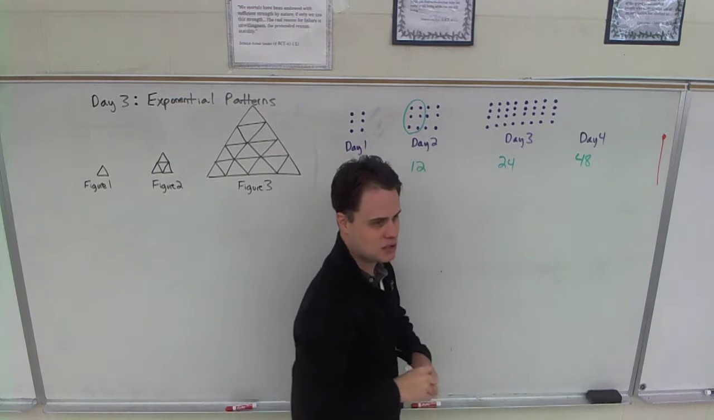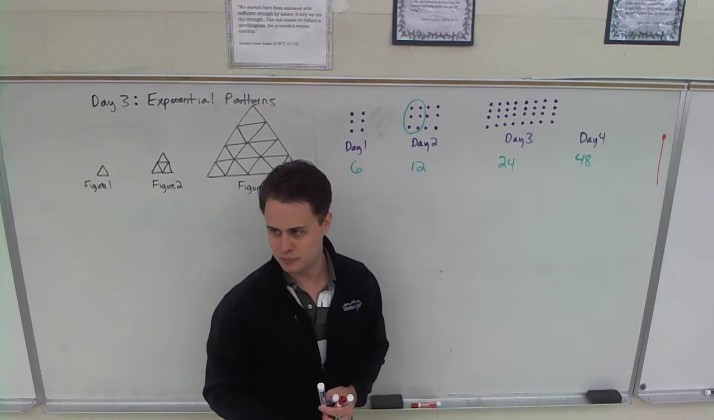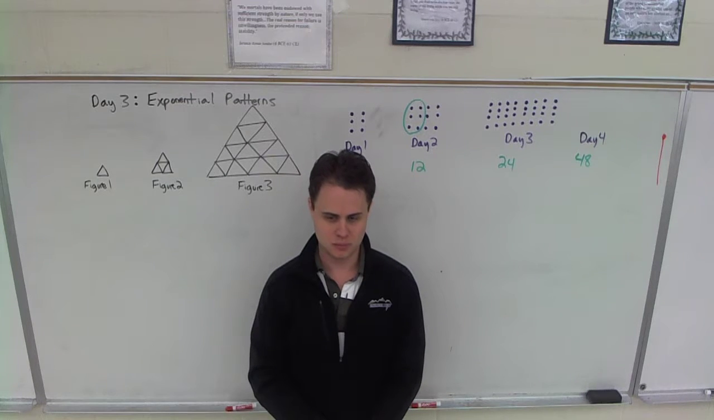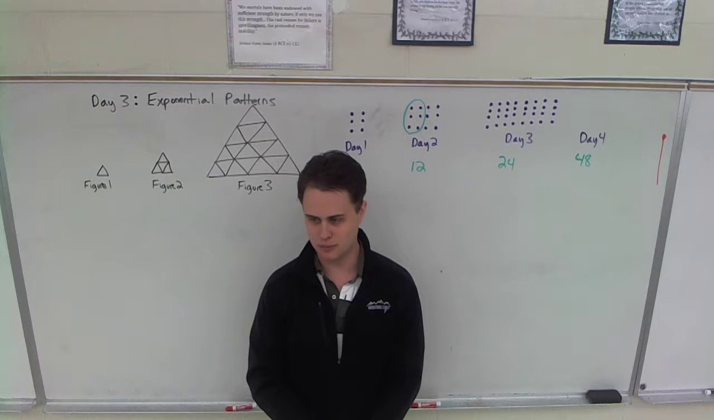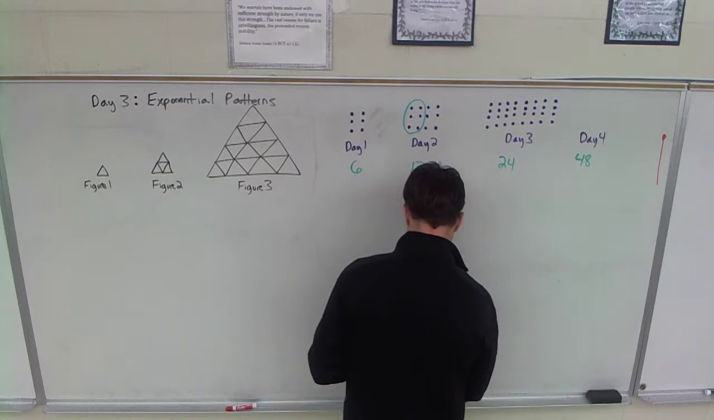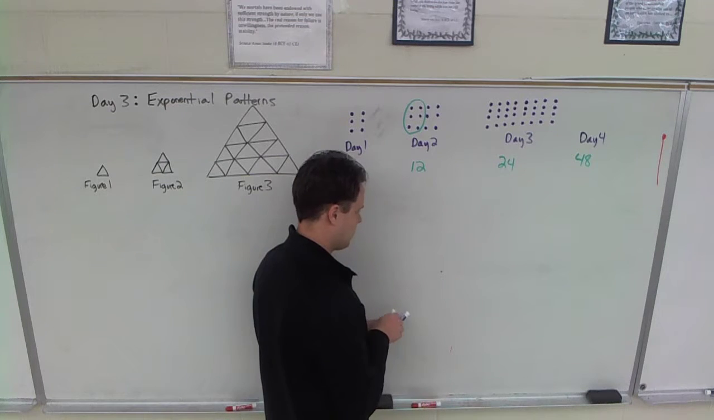How about if you were asked about day 5? It's double 48. 48 times 2. Do you have a calculator? Somewhere. So find it. I'm looking. That's not it. 96. 96 is the next day. So you could keep doubling like that forever.